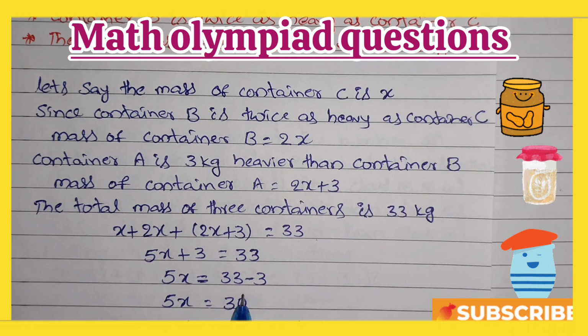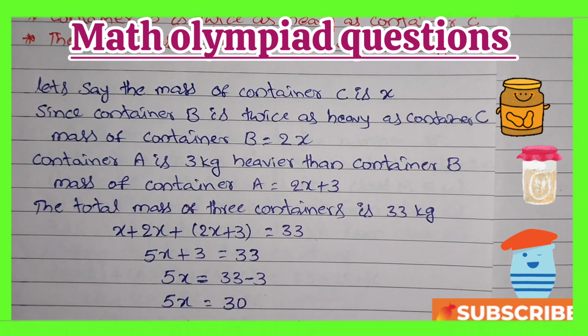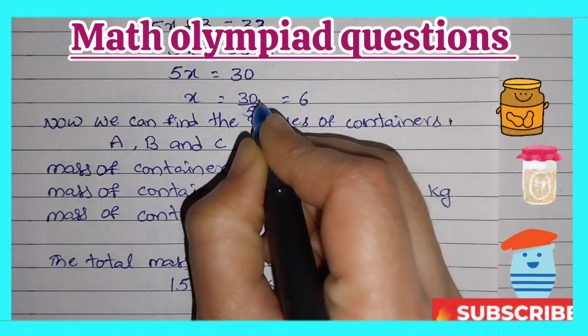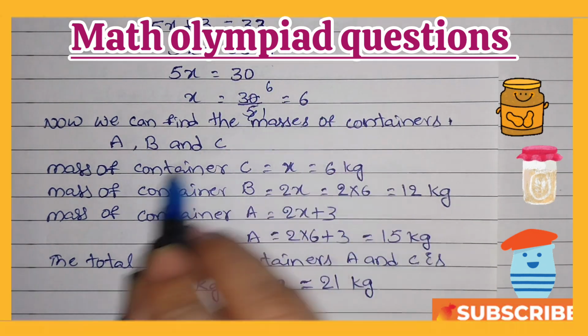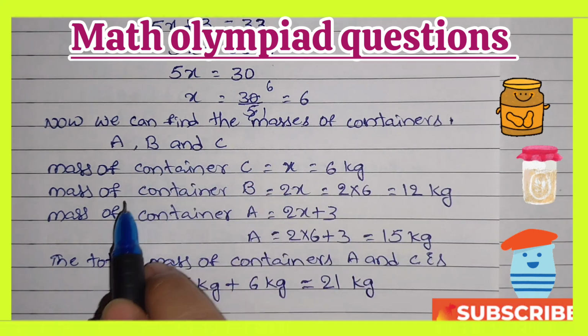5x equals 33 minus 3. 5x equals 30. x equals 30 divided by 5. 5 ones are 5, 5 sixes are 30. x equals 6. Now we can find the mass of containers A, B and C.